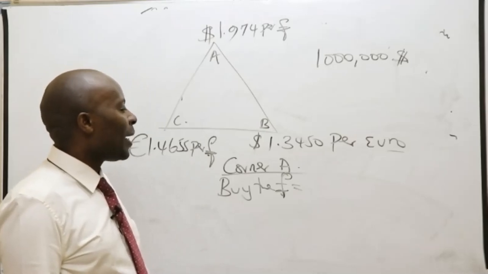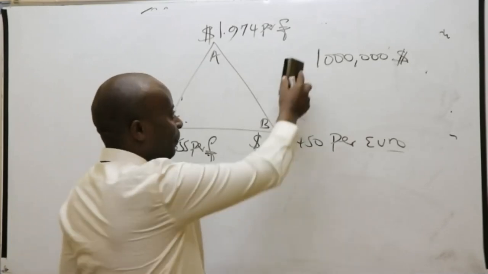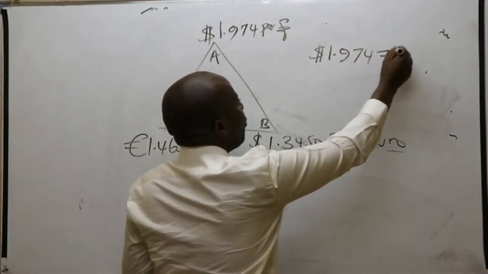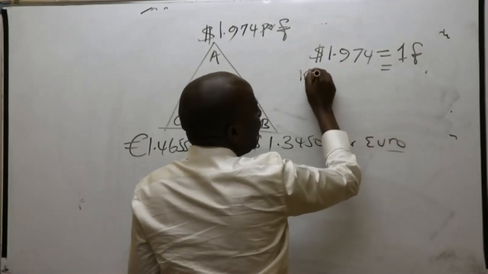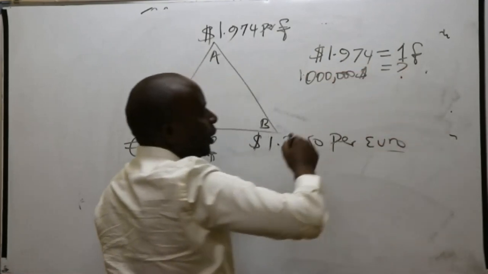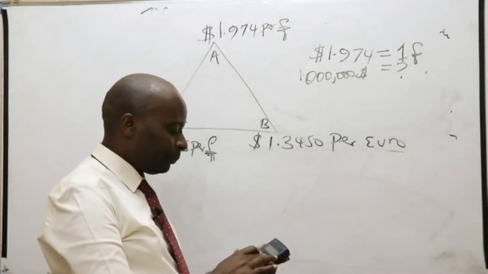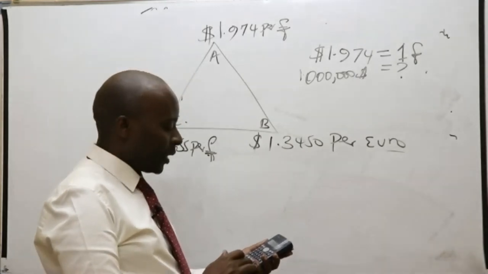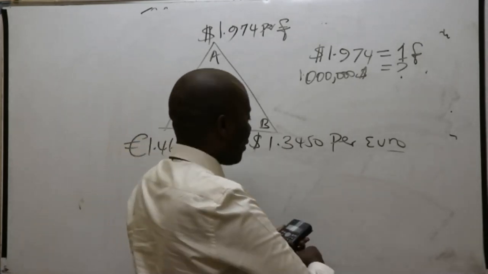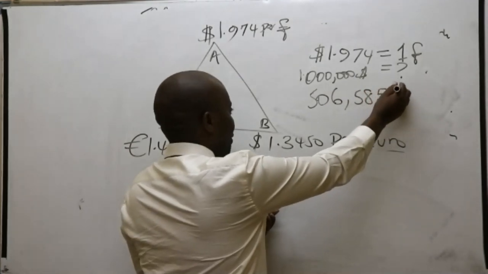So, ladies and gentlemen, at corner A I'm buying the pound. So I have here $1.974 equals £1. How about $1 million? That will translate to how many pounds? So we have $1 million times 1 divided by 1.974, which at the end of the day will give us 506,585.6 pounds.